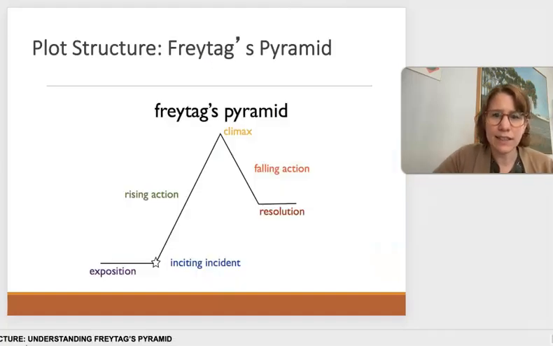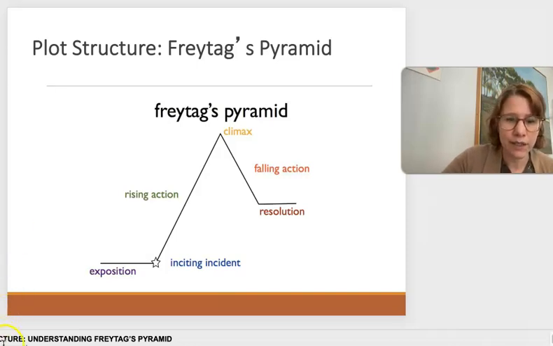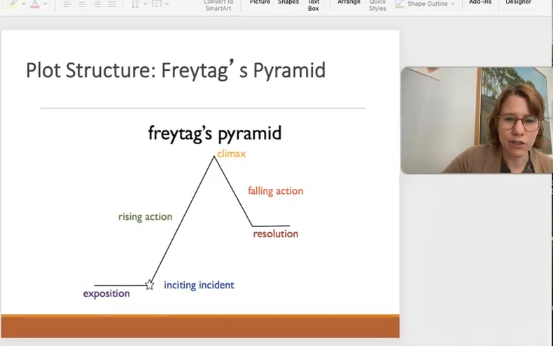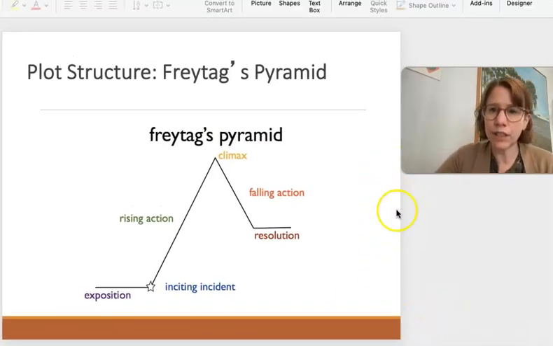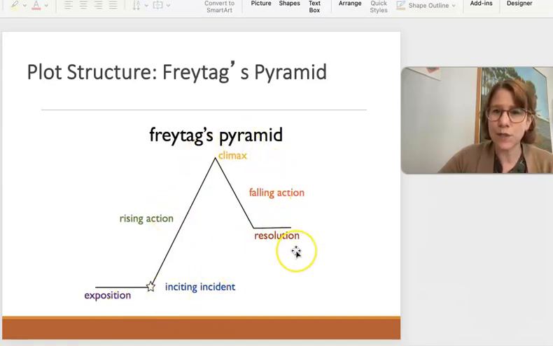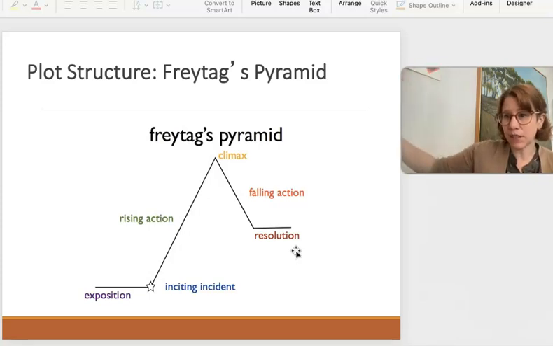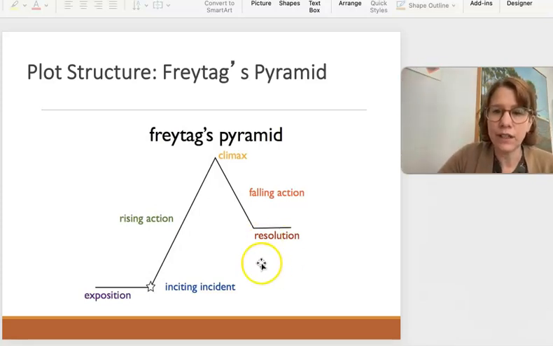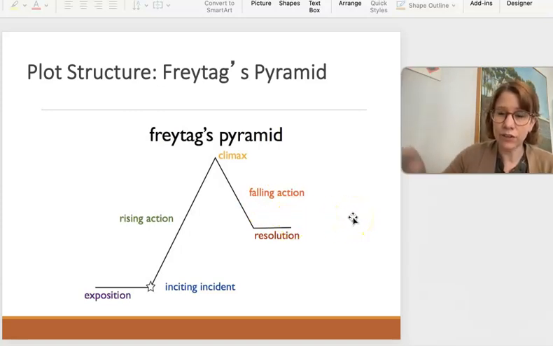And then lastly, I just want to briefly go over Freytag's pyramid. We'll talk about this a couple times over the course of the term, but it's the basic plot structure for a lot of literature. There are 6 parts to Freytag's pyramid, and this is the basic beginning, middle, end of a story. And it usually follows this kind of pattern.